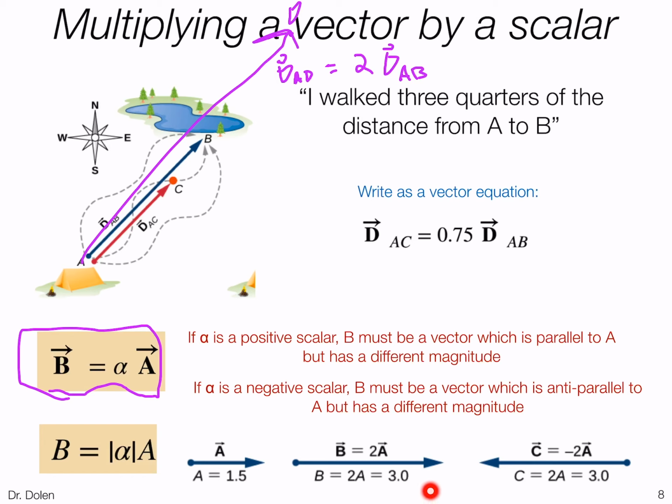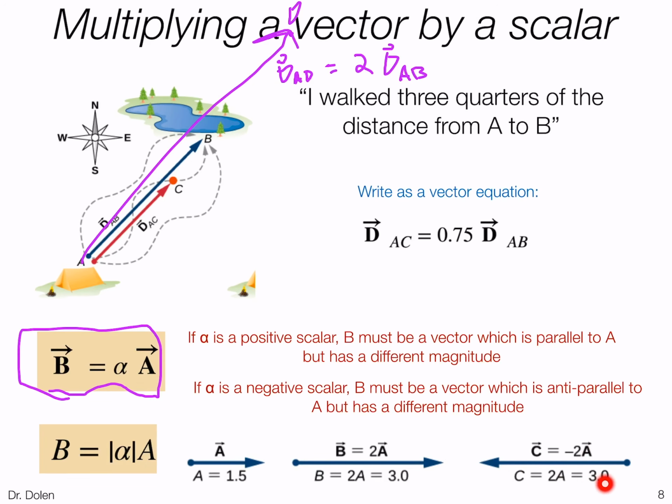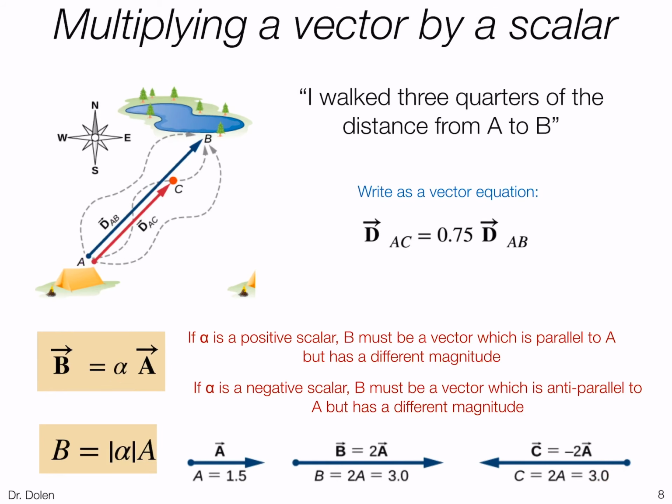And finally, I could ask, what if I multiply a by negative 2? If I multiply a by negative 2, I get vector c, which points in the opposite direction. That's what the negative sign did. And the 2 is making it twice as long. So vector c is twice as long as a. The magnitude of c down here is just 3. It's twice as long, but the direction is in the opposite direction.